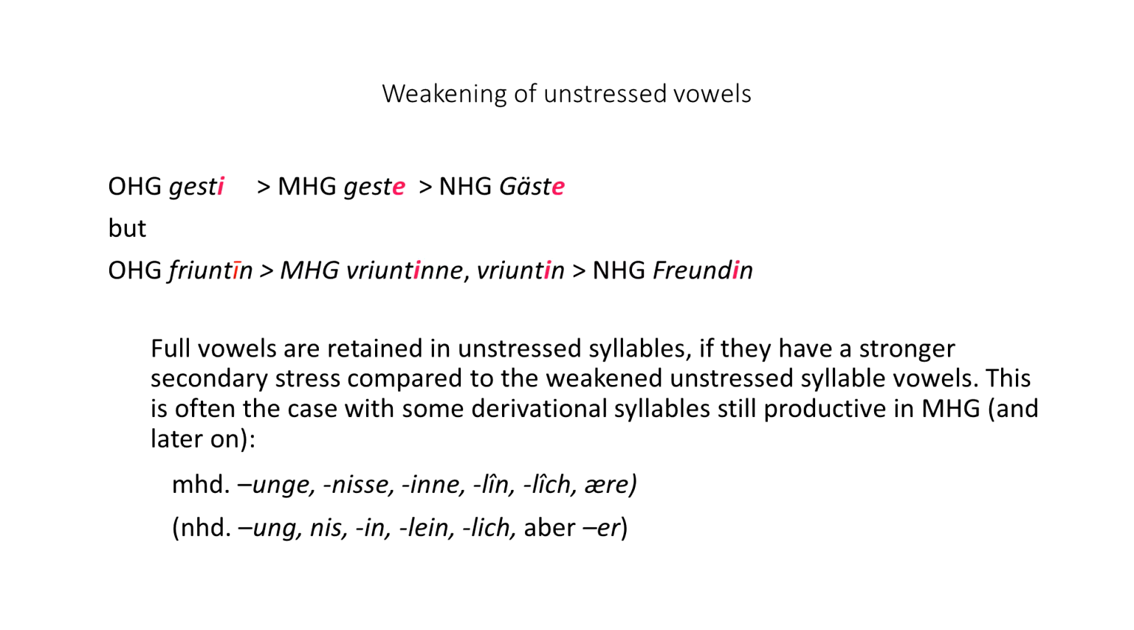Freunde. As a rule of thumb, it can be stated that the full vowels of the Old High German unstressed syllables are retained if they have a stronger secondary stress compared to the weakened unstressed syllable vowels. This is usually the case when the meaning of these syllables has not faded. This applies, for example, to certain derivational suffixes that are still productive in Middle High German, such as -unge, -nisse, -inne, -lîn, -lich, or -er.